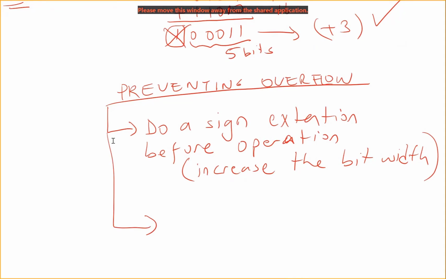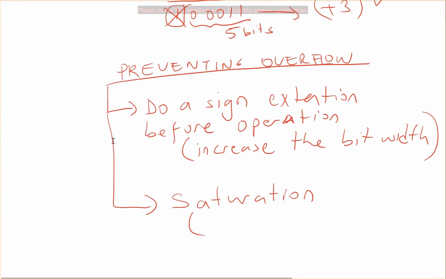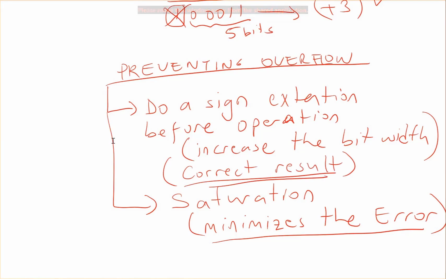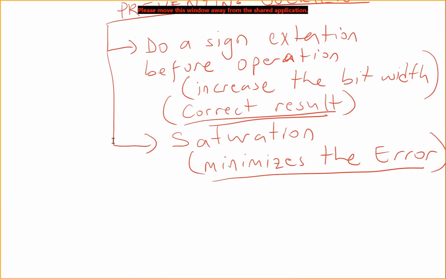Or you can minimize your error and you can do a saturation. So this will not give you a correct result, but this will minimize the error. The result is still not right, but at least the error is less. So sign extension will give you the correct result. The saturation will not give you the correct result, but at least it will minimize the error. We will do some examples of these two methods.